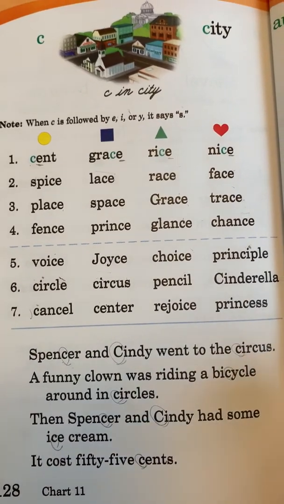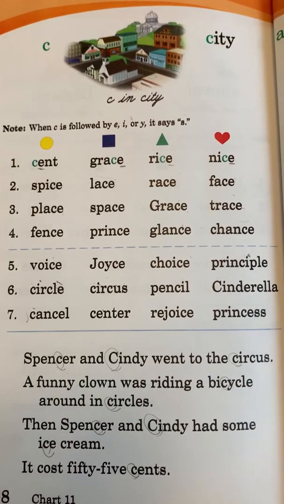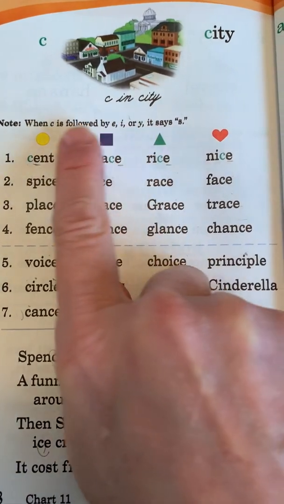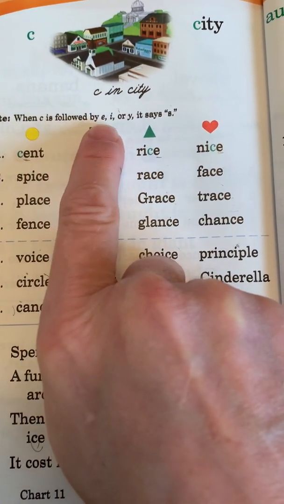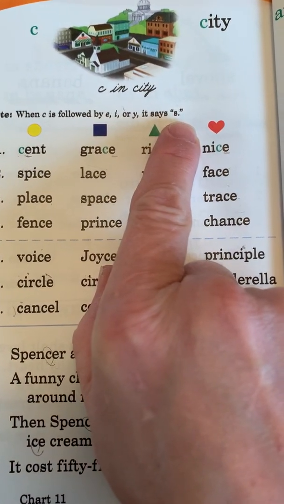All right, so just a little bit of review about how to know whether that word you're trying to write down, how do you know if it's an S or a soft C? And part of knowing that is remembering this rule. When C is followed by E, I, or Y, it will say S.